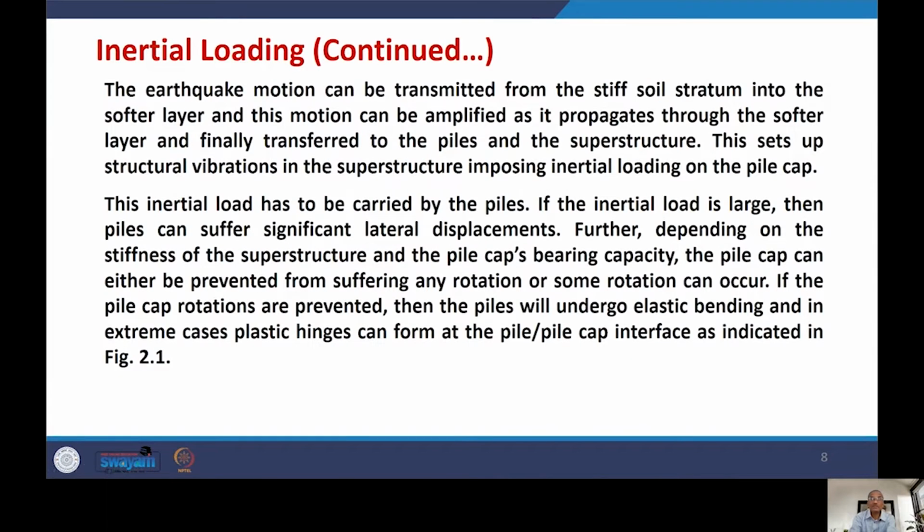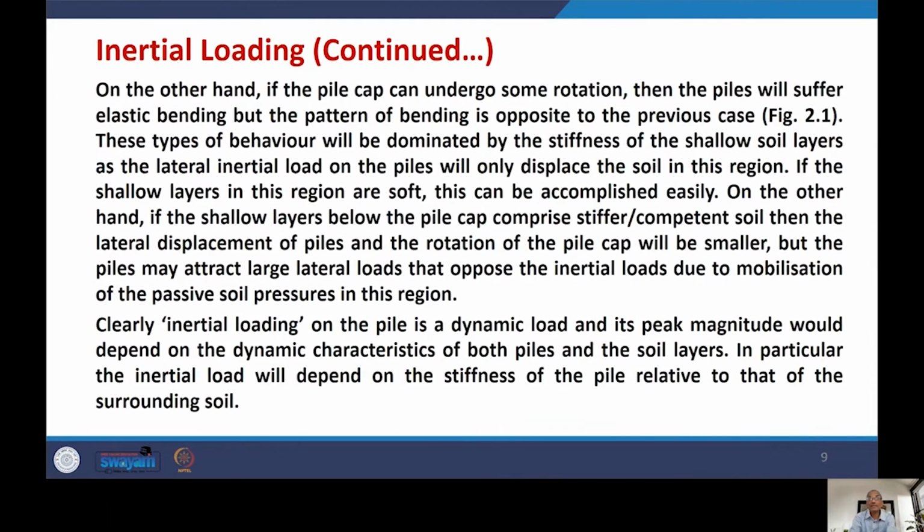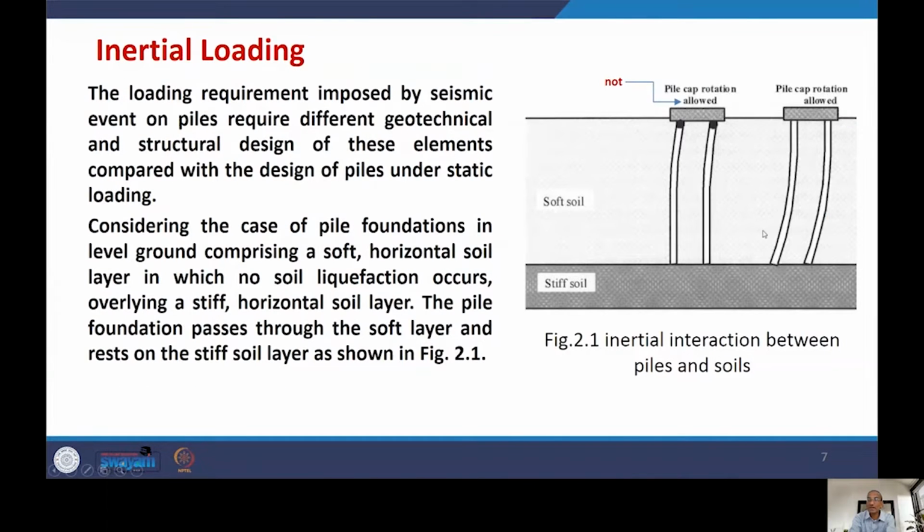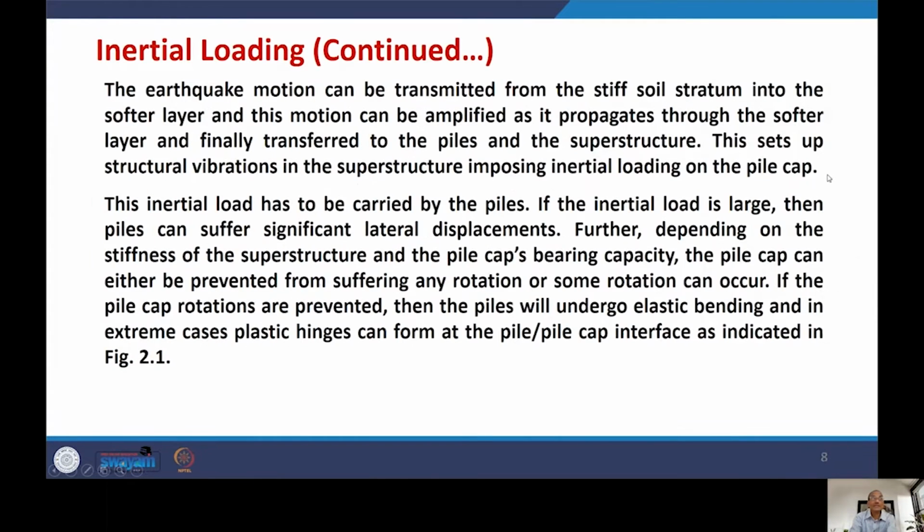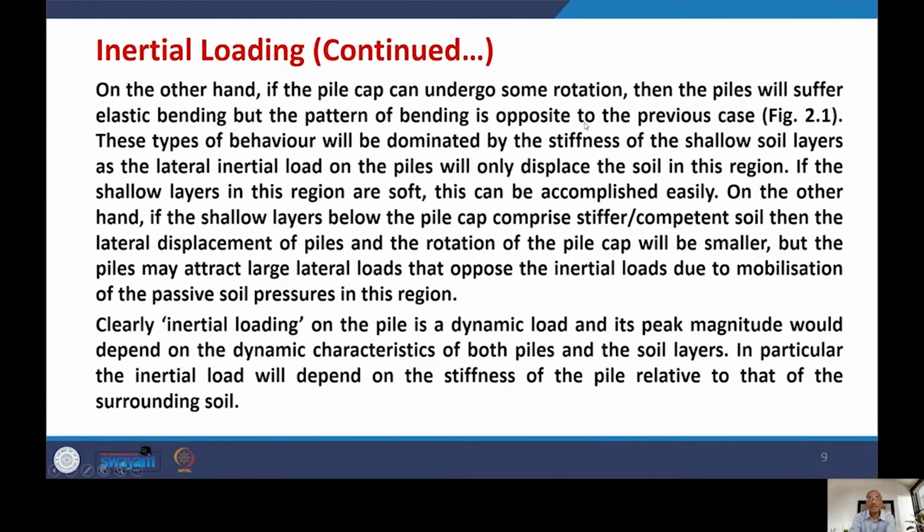Now the second case, on the other hand, the pile cap can undergo some rotation, then the piles will suffer elastic bending, but the pattern of bending is opposite to the previous case. So you see the pattern: first of all, bending is higher compared to the first case, and the pattern is also different, which is opposite to the difference, because here there is rotation.